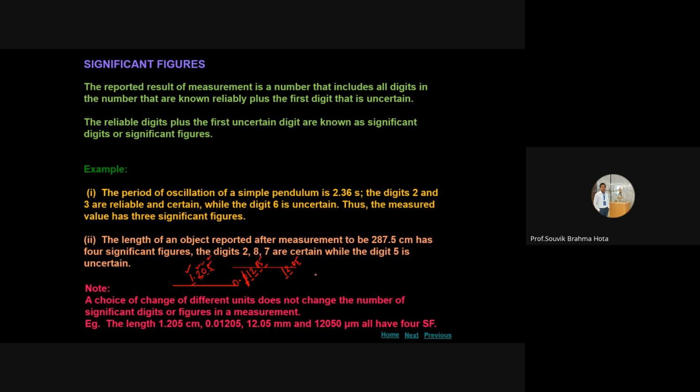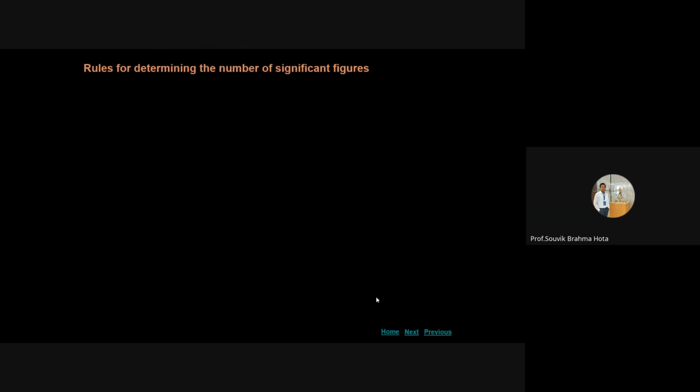But why in this case don't you consider this 0 to be significant? Suppose 0.0125, after 0 you have 1 significant, but before that you have the decimal and then again 0. So that is why these two zeros are not considered. Then 12050. Here also you have four significant. How? This is one significant, this is one, this is one, this is also significant, but this last zero is not significant. So you have four significant figures in each of these cases.